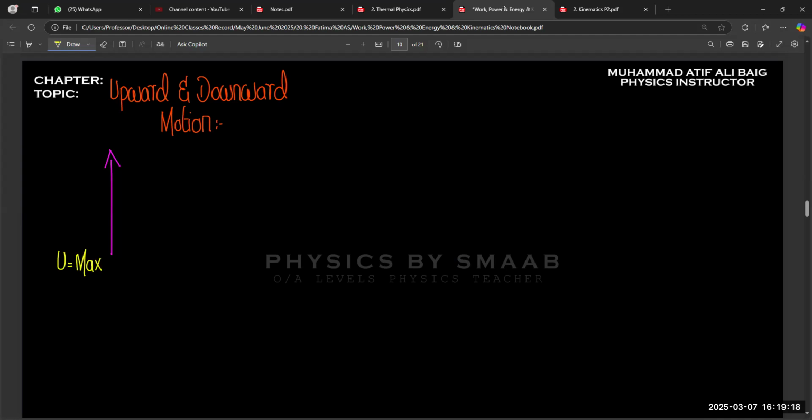So initially we throw with maximum velocity, but the ball is moving against gravity. So its speed decreases, right? Continuously the speed is decreasing. And when it reaches the maximum height, definitely the final velocity will be equal to 0. So after reaching this maximum height, we consider the final velocity or final speed as equal to 0, right?